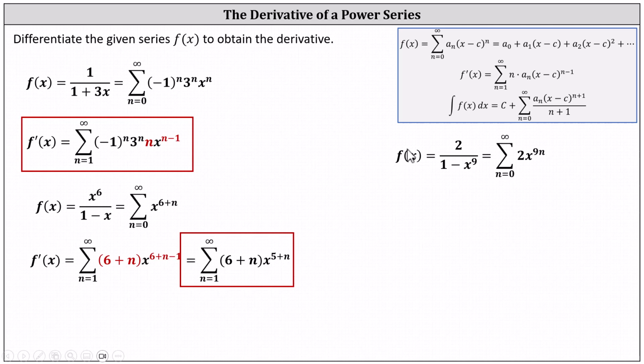And for the last example, we have f of x equals 2 divided by the quantity 1 minus x to the ninth equals the sum from n equals 0 to infinity of 2x to the power of 9n. f prime of x as a power series equals the sum from n equals 1 to infinity of 2 times 9n times x to the power of 9n minus 1. Simplifying, we have the sum from n equals 1 to infinity of 18n times x to the power of 9n minus 1.